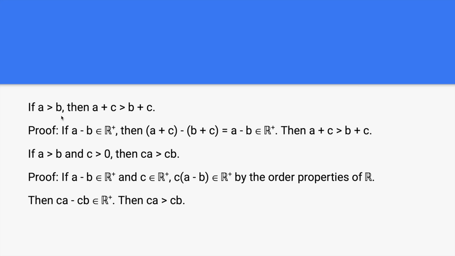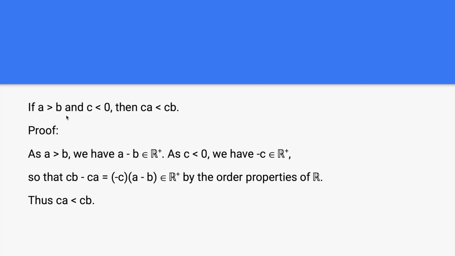If A is greater than B, then A plus C is greater than B plus C. Proof. If A minus B is positive, then bracket A plus C minus bracket B plus C equals A minus B is positive. Then A plus C is greater than B plus C. If A is greater than B and C is greater than 0, then CA is greater than CB. Proof. If A minus B is positive and C is positive, C times bracket A minus B is positive by the order properties of R. Then CA minus CB is positive. Then CA is greater than CB.